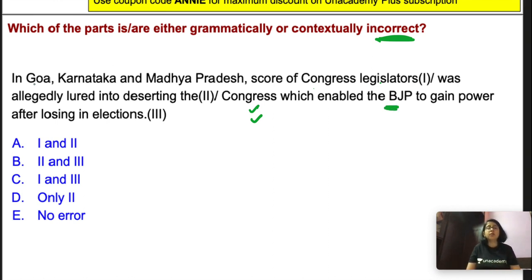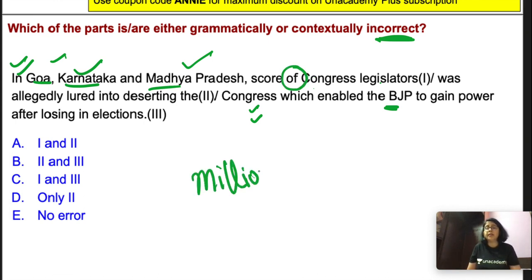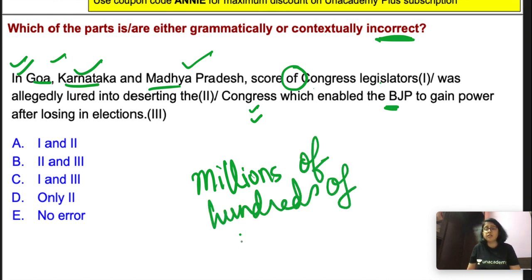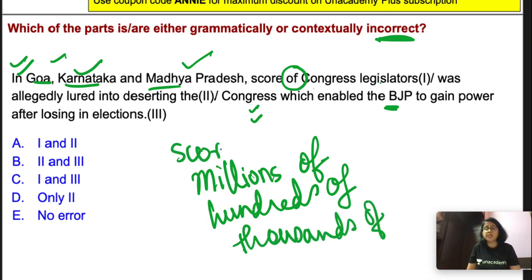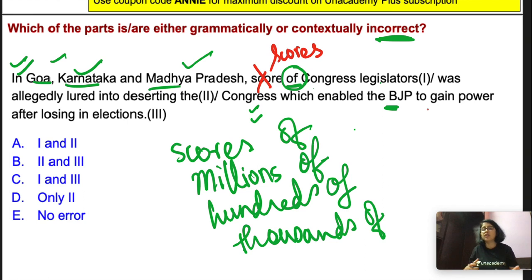Okay, in Goa, Karnataka and Madhya Pradesh. Now Goa, Karnataka and Madhya Pradesh, these are names of states, and that's why in has been used. Okay, scored off. Now whenever of is present, then you have to use plural, like millions of, hundreds of, thousands of, scores of. So here of is present, that's why you have to use plural form, scores. Scores of Congress legislators means many Congress legislators.